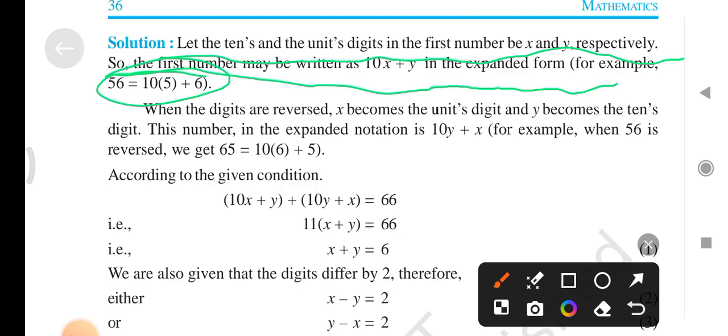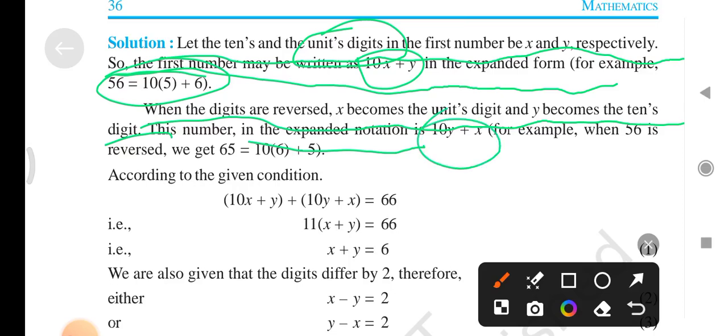Let the tens and the units digits in the first number be x and y respectively. So the first number may be written as 10x plus y in the expanded form. For example, 56 is equal to 10 into 5 plus 6. When the digits are reversed, x becomes the units digit and y becomes the tens digit. This number in the expanded form is 10y plus x.